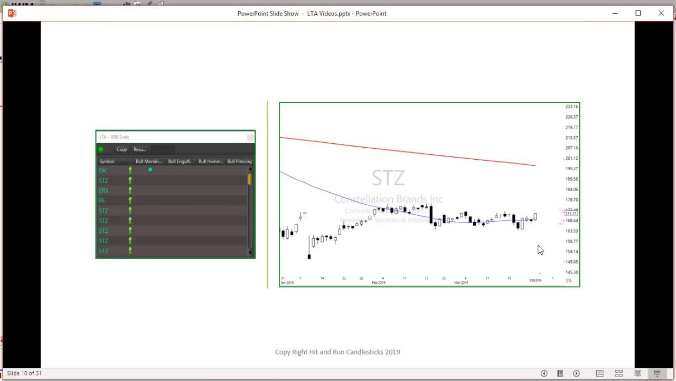I can already tell I'm running over time. Here's STZ. And you can see it alerting right here. STZ, we're getting the alert. And here's the rounded bottom breakout. So you can come in here and decide, is that your trade?